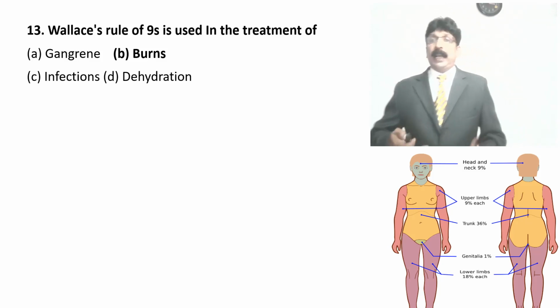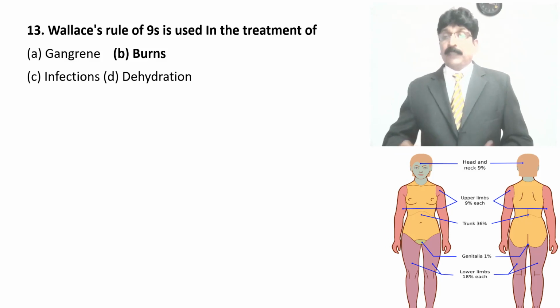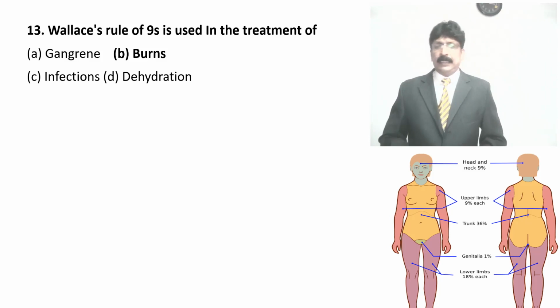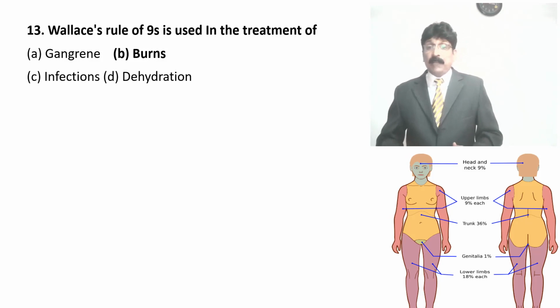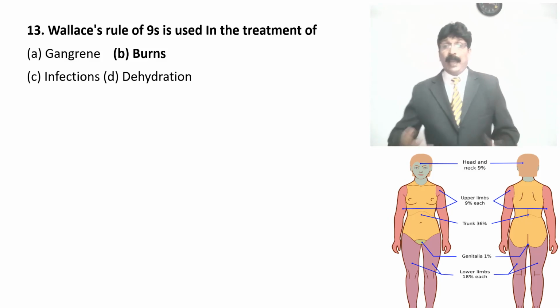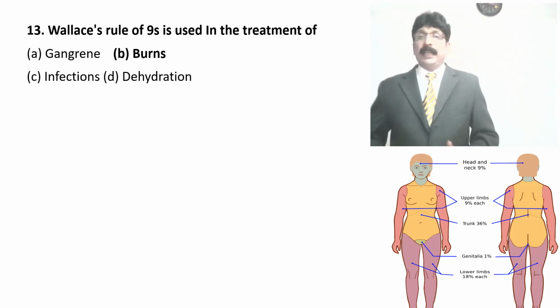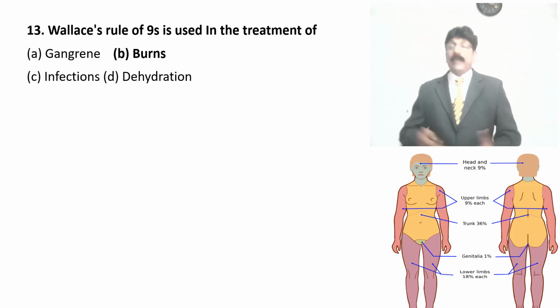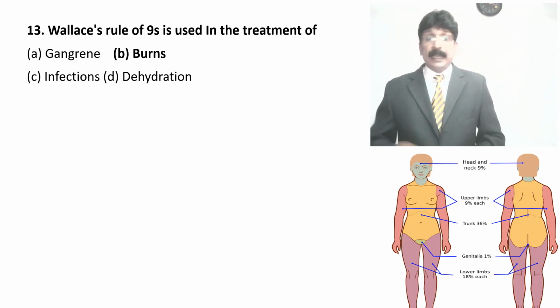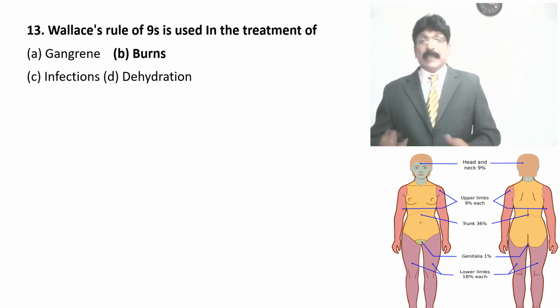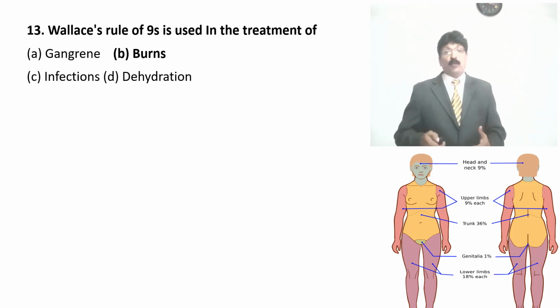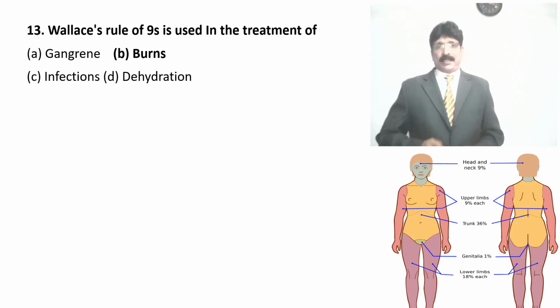Actually 9 into 4, you can see 36% is used for the trunk area, and the genital area is 1%, front and back together. And then the lower limbs also, two of them, are 9 multiplied by 2, 18% for each. So you can see this is how the surface area has been calculated, and 9% has been given to each area except the genital part. That is why the rule was named Wallace rule of 9s. So students should remember this.